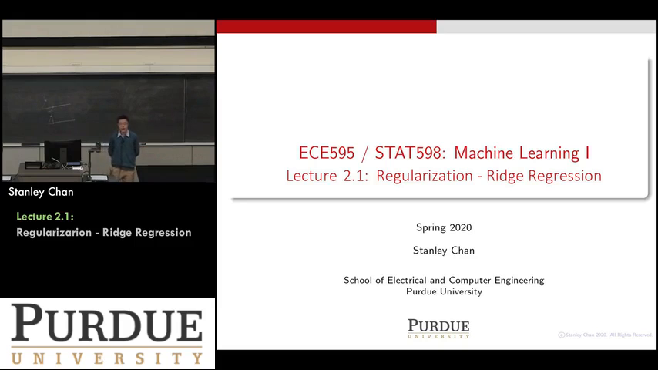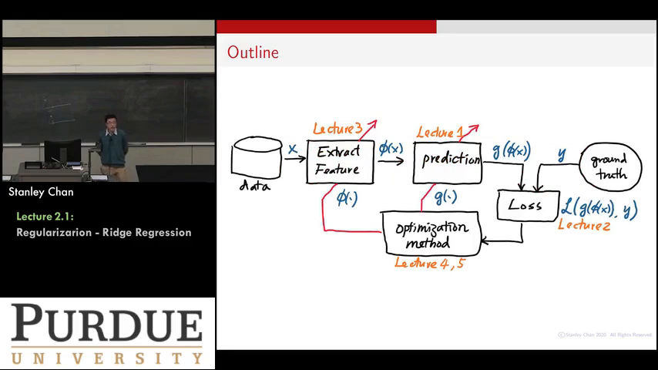Let's look at this outline to give you an idea. So last time in lecture number 1, we talked about linear regression, the simplest possible model that you can ever find in a machine learning problem. Okay? So it's a linear model. It's very simple. That also corresponds to what I call the prediction of that pipeline.